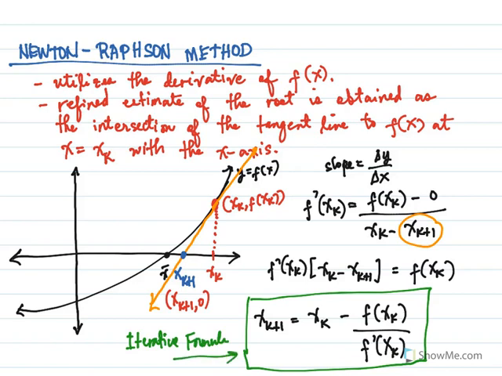So this one can be read as this: you have here the refined estimate x sub k plus 1 is equal to the previous estimate minus the ratio of the function evaluated using the previous estimate divided by the derivative of the function evaluated using the previous estimate.